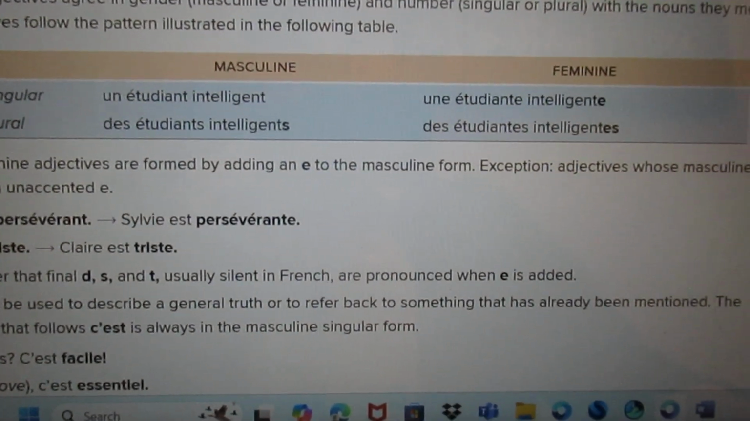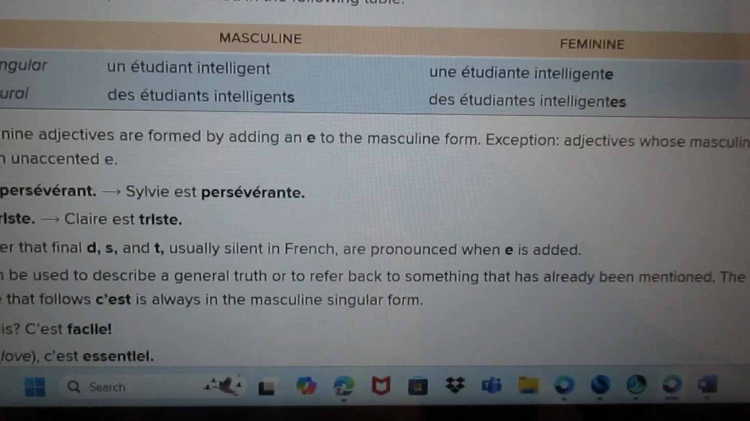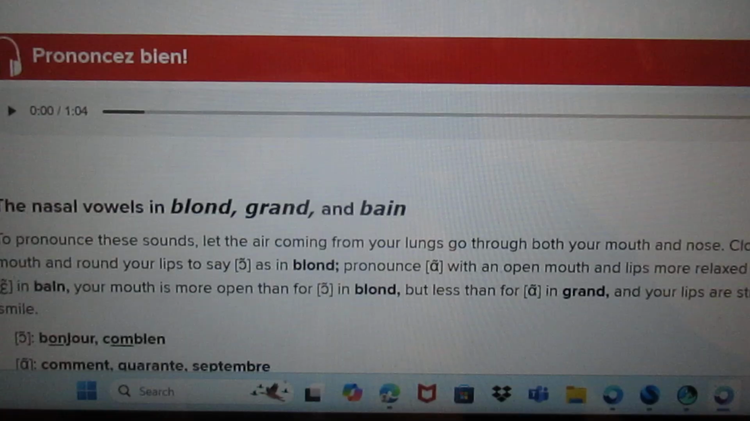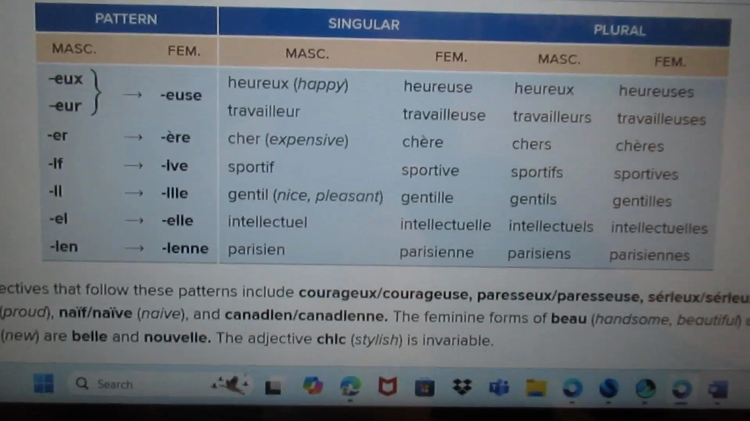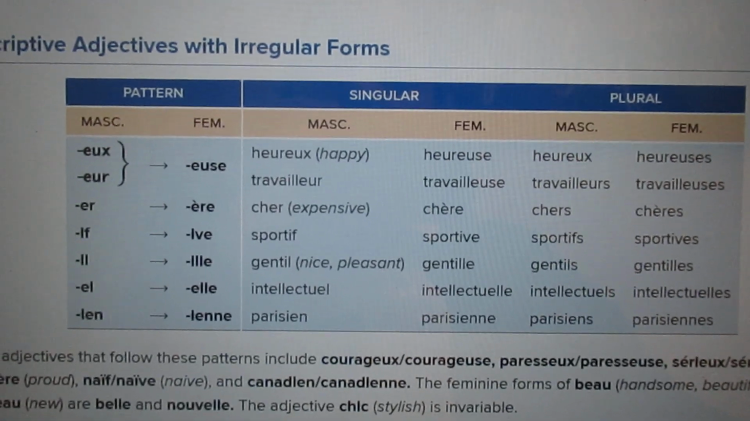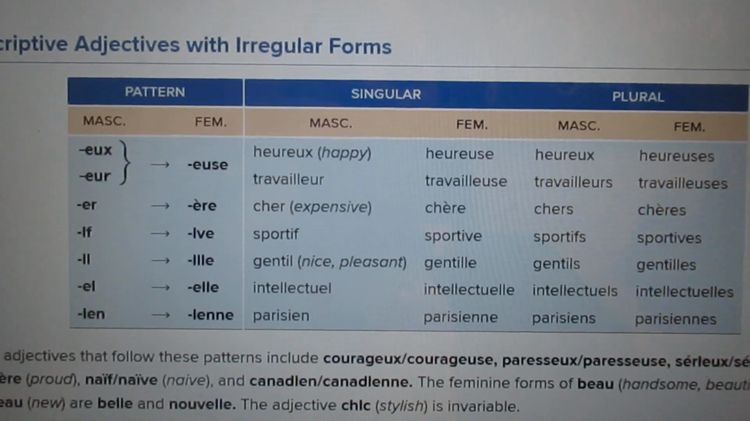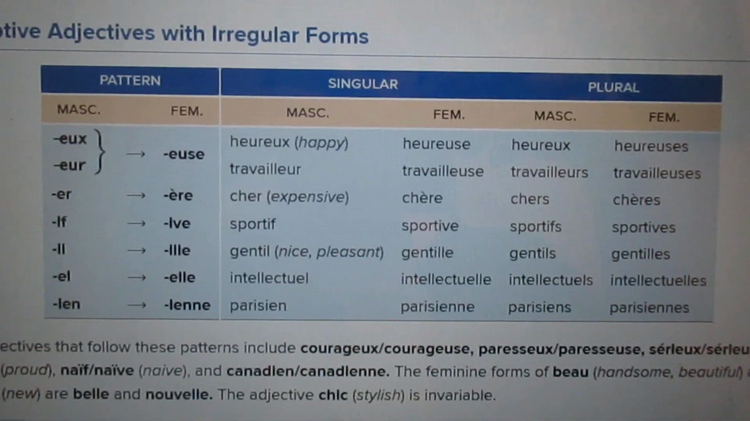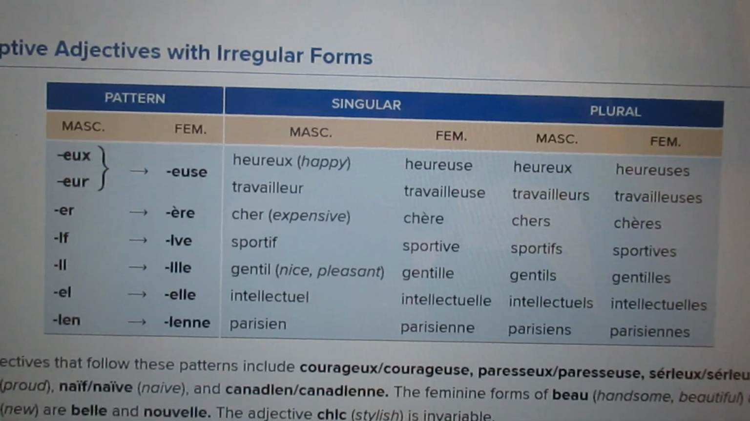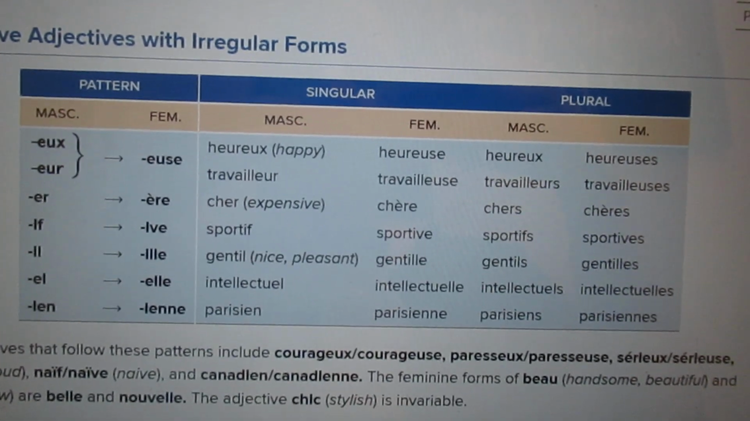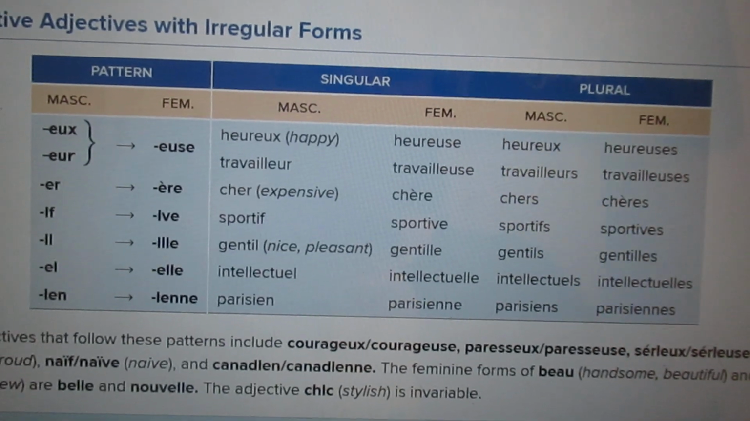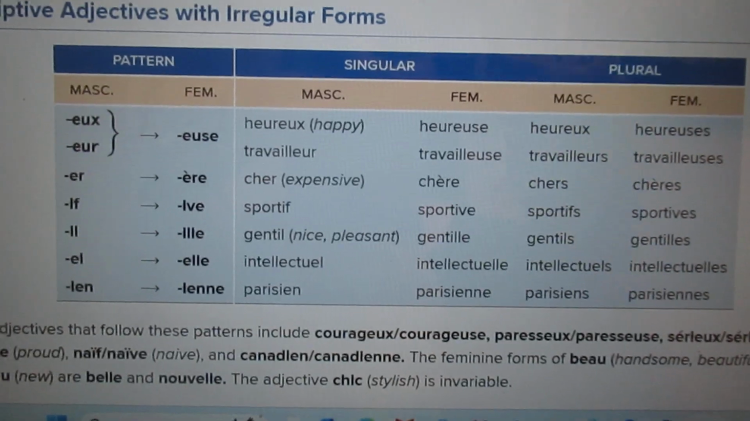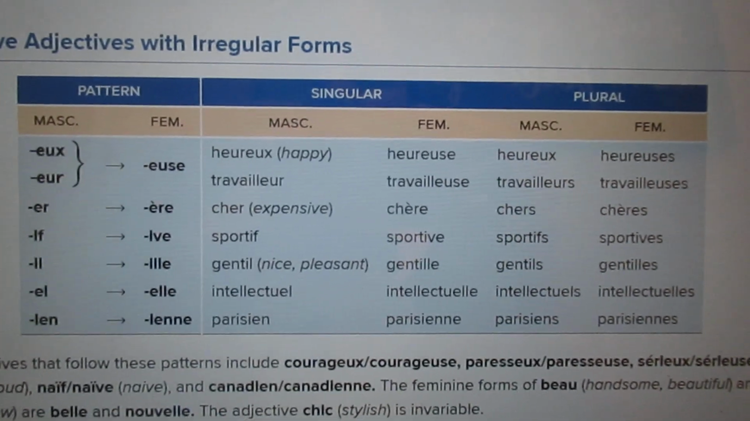And then this is what I was talking about before. Un étudiant intelligent, des étudiants intelligents. They've got some more details there that you'll want to look at. And then we come to this box, descriptive adjectives with irregular forms. So this is on page 67, and you'll want to look at this and study this. The couple examples I give you, we're just adding an E or we're just adding S's, but that is not always the case for every adjective in French.